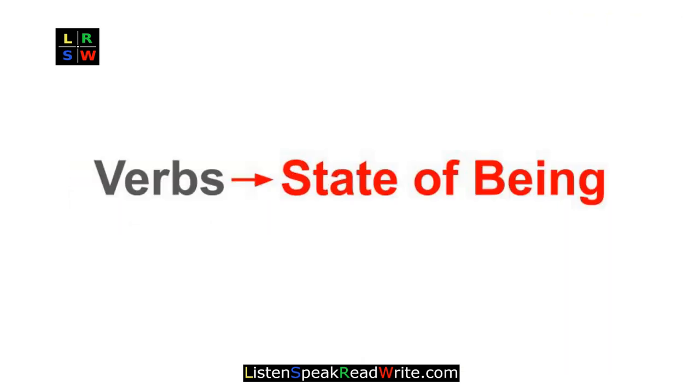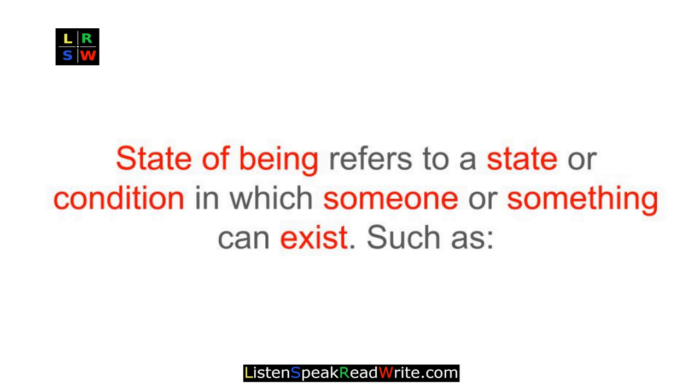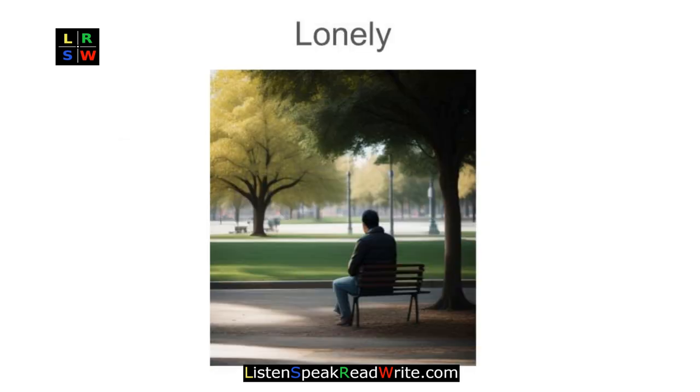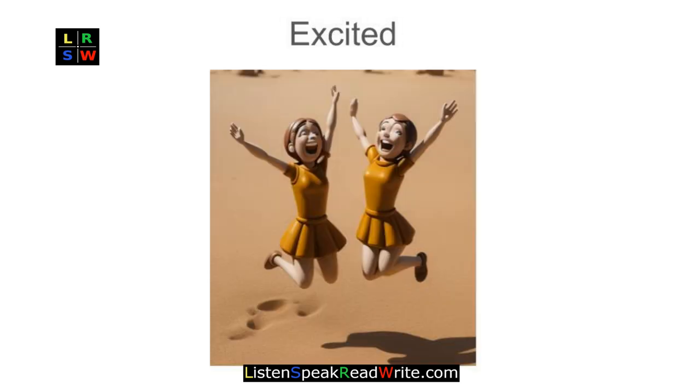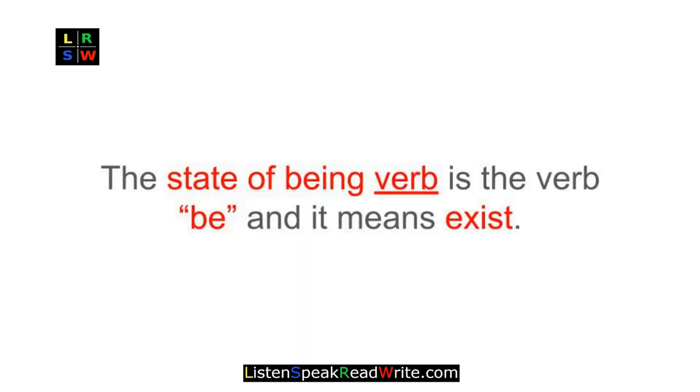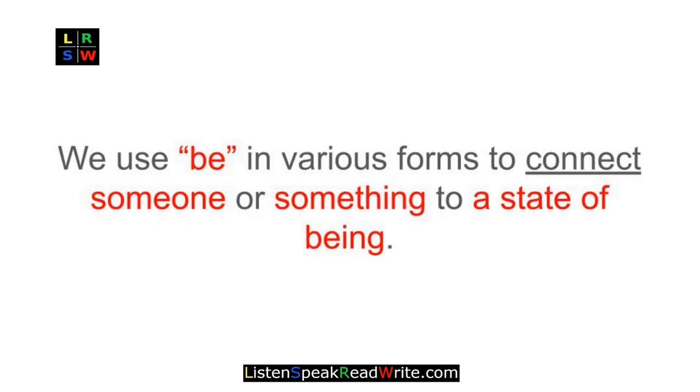Verbs, state of being. State of being refers to a state or condition in which someone or something can exist, such as sad, lonely, bored, terrified, excited, happy. The state of being verb is the verb be, and it means exist. We use be in various forms to connect someone or something to a state of being.